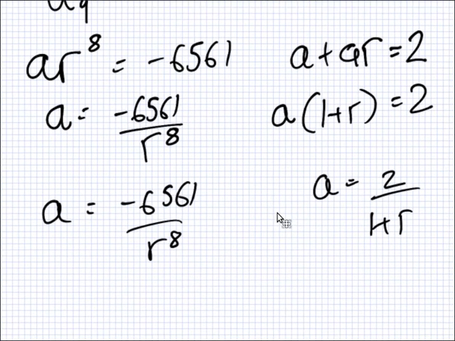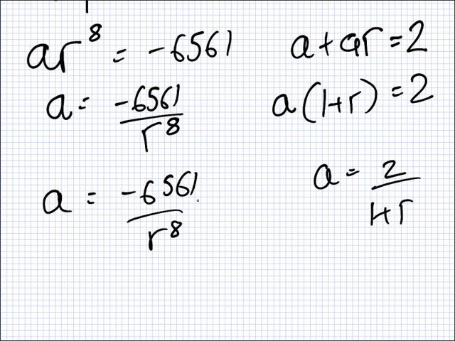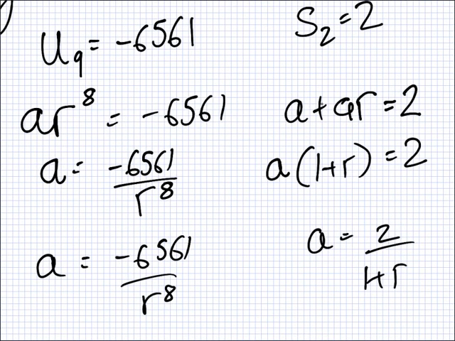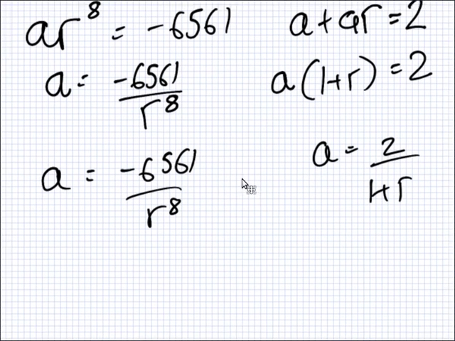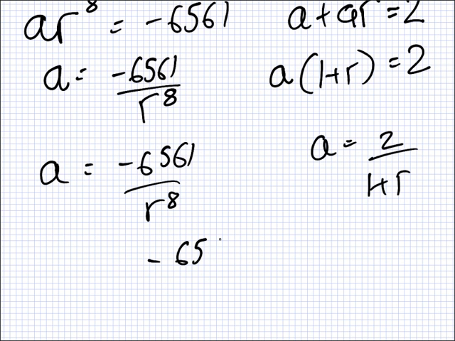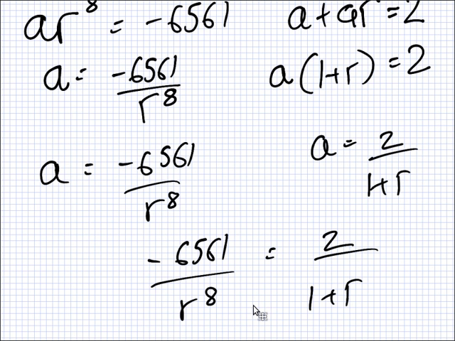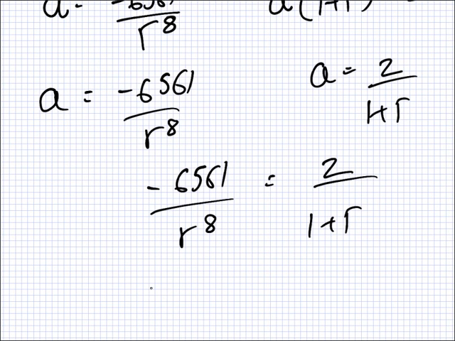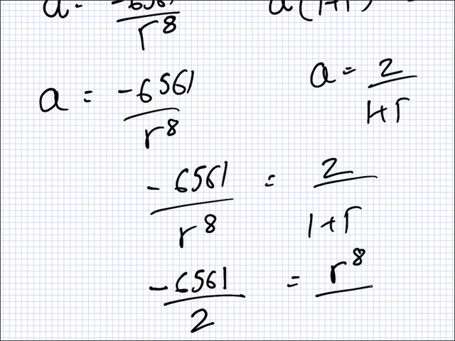Okay. Now you can make these equal because they're both equal to a, aren't they? What did I take out here? The a. Yes. Okay, so minus 6561 over r power 8 equals 2 over 1 plus r. Cross multiplying, I get minus 6561 over 2 equals r power 8 over 1 plus r.